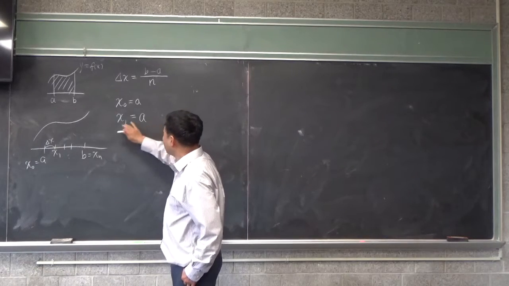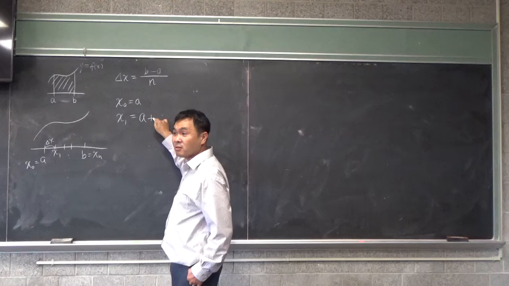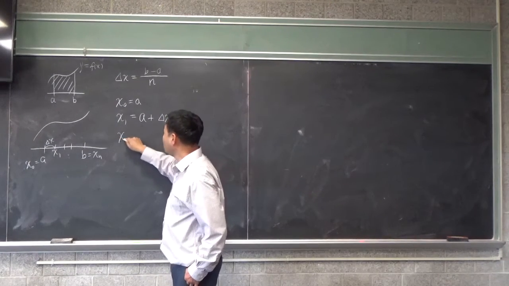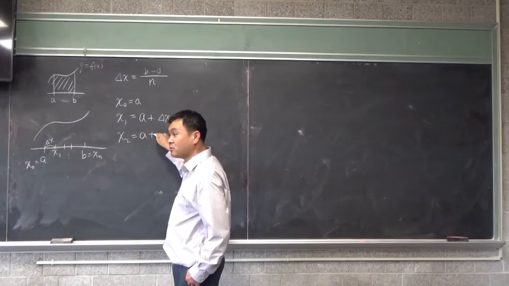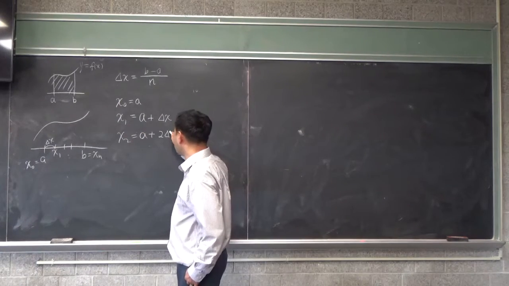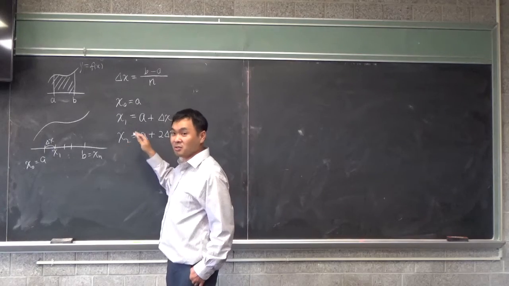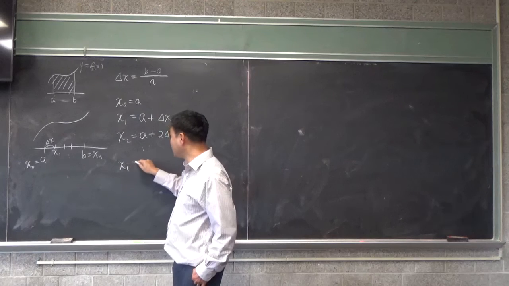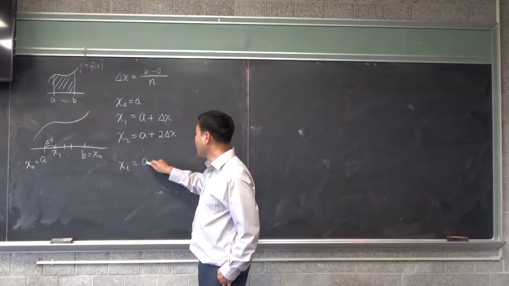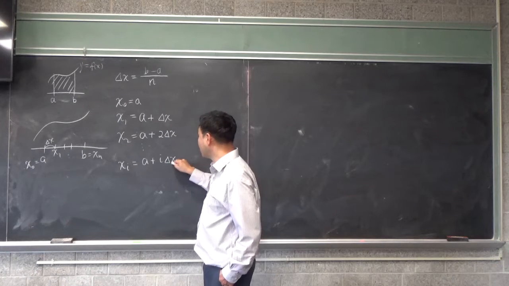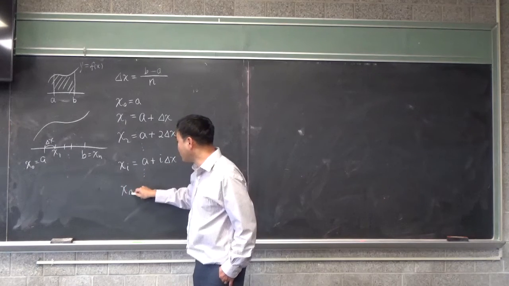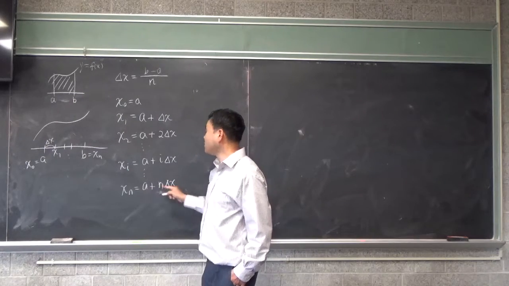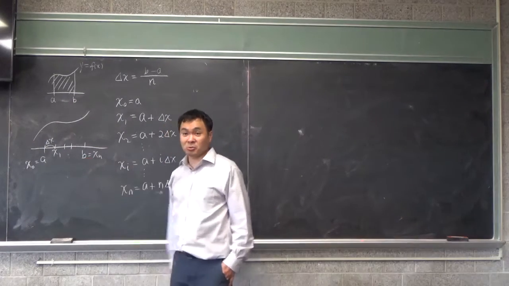So x1 would be what? A plus delta x, you move by delta x. x2 would be a plus 2 delta x, right? And x3 would be a plus 3 delta x, and it goes on and on. So xi would be a plus i delta x, and eventually you get xn equals a plus n delta x, and this is going to be b because that's where you land.